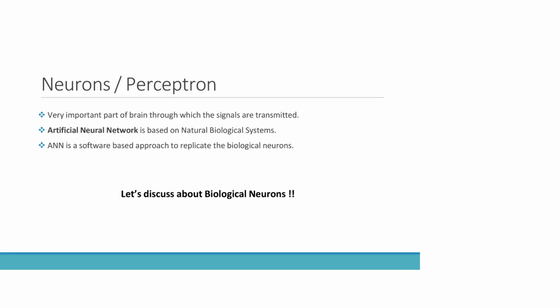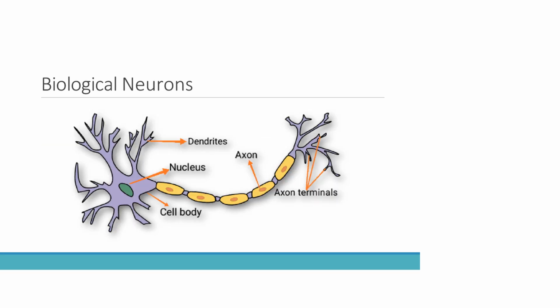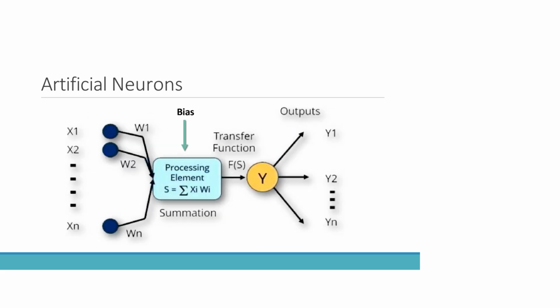Artificial neural networks, or ANNs, are software approaches based on natural biological systems to replicate biological neurons. Biological neurons consist of dendrites, a cell body with a nucleus, an axon, and axon terminals, all involved in signal transmission. Artificial neurons receive inputs, X, with associated weights, W.